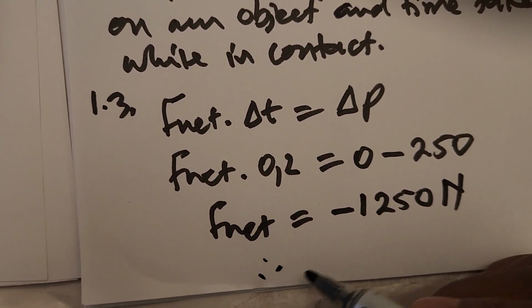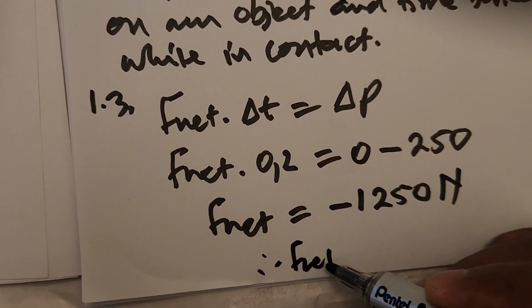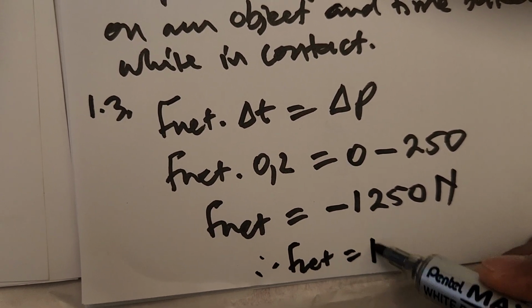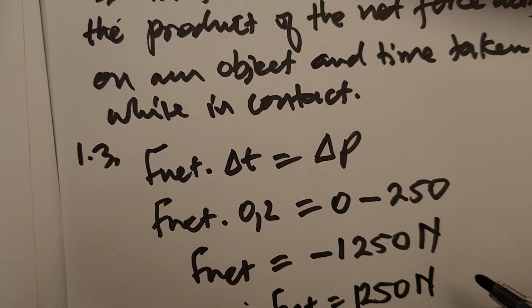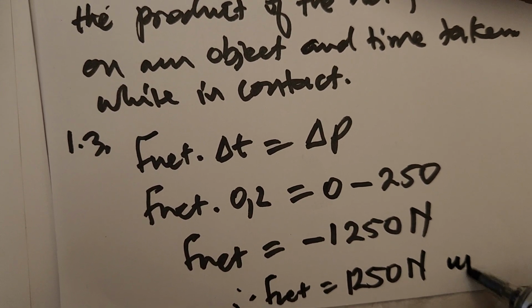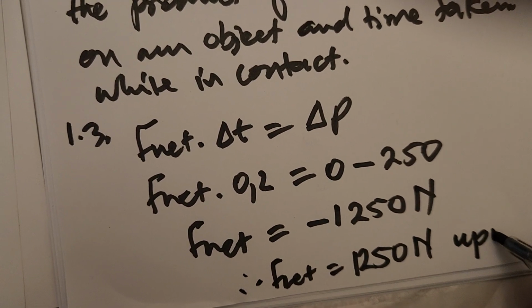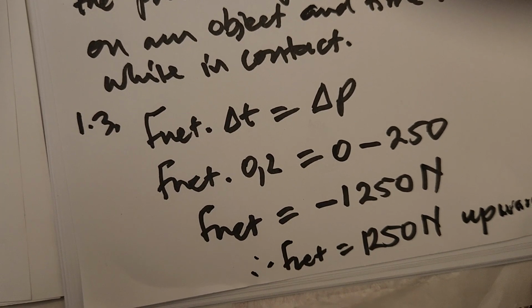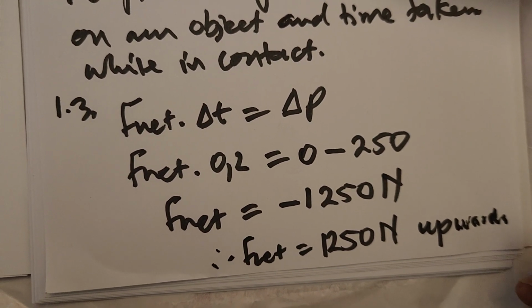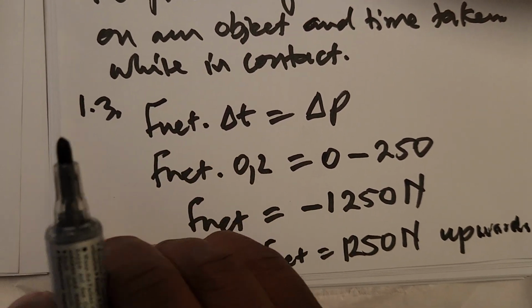Then we'll say, therefore, the F net is going to be 1250 newtons, because I was going down, therefore this will be upwards. So we're taking downward as positive here. This will be upwards now. Very easy. Let's do the last two questions.